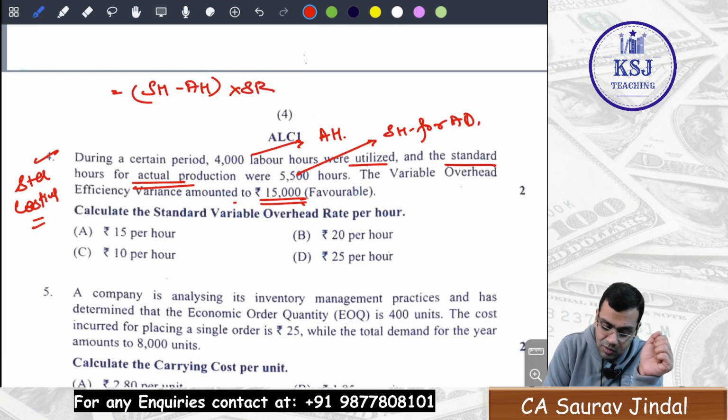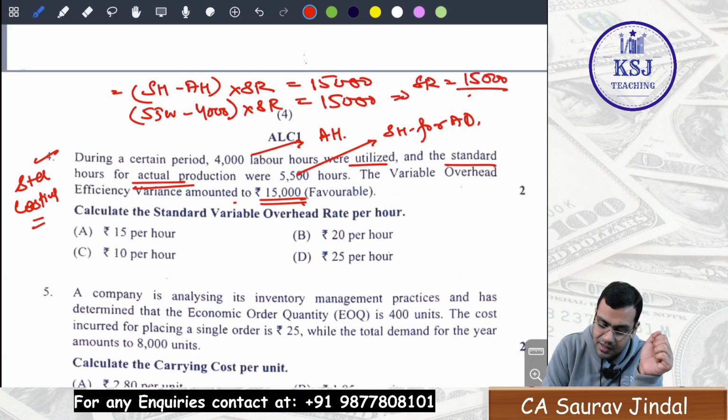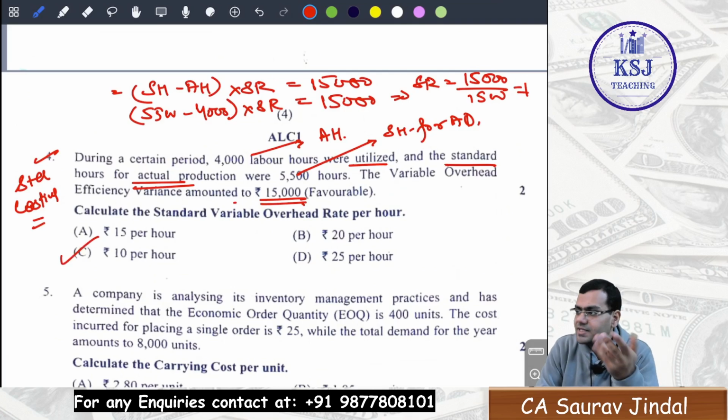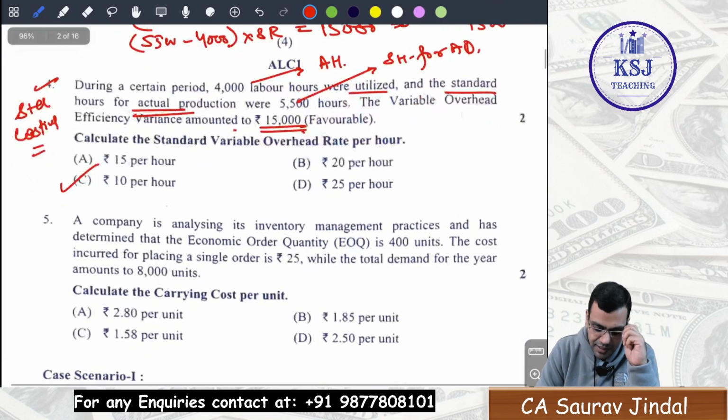This is given as equal to 15,000. Standard hours are given to you, that is 5,500, minus actual hours given as 4,000, into standard rate, is equal to 15,000. So the standard rate from here will be 15,000 divided by 1,500, which is 10 rupees per hour. Very simple, straightforward question from standard costing.